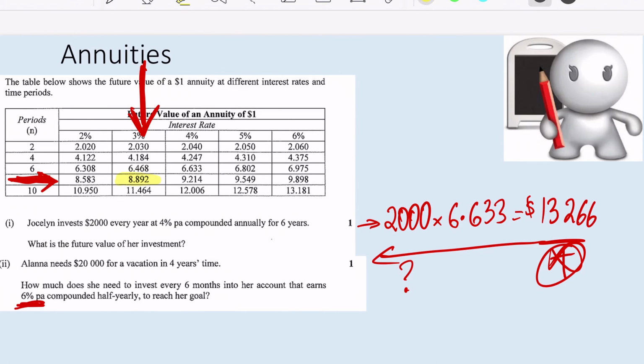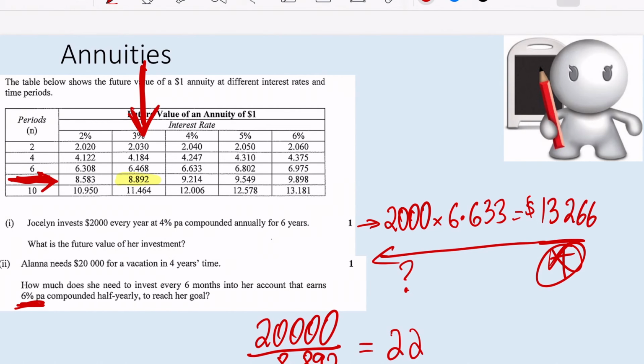8.892. Now her future goal, her target, is $20,000. What we now need to do is divide by this factor from within the table, so it's 8.892. And when we do that, we are going to get $2,249.21. And that means that she would need to invest this much each 6 months, and then after 4 years she'll be able to get this $20,000.